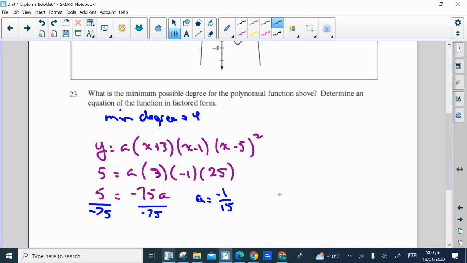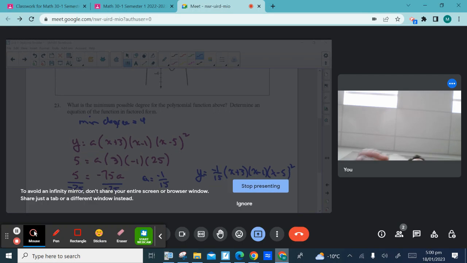And now we can say the equation is y equals negative 1/15 bracket x plus 3, x minus 1, x minus 5 all squared. There's the equation of that polynomial function. Okay? All right.